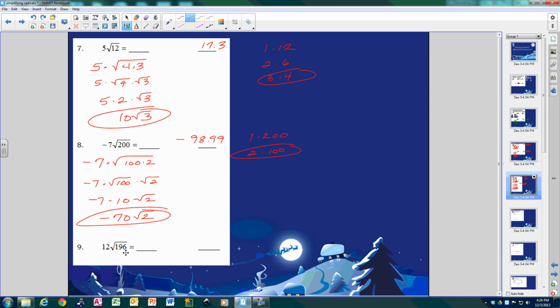And then the last one here, if you type in the square root of 196, if you made your list, you would see 196 is in that list, and it's really just 13. So this means 12 times 13. Well, 12 times 13 is 156. There is no decimal.